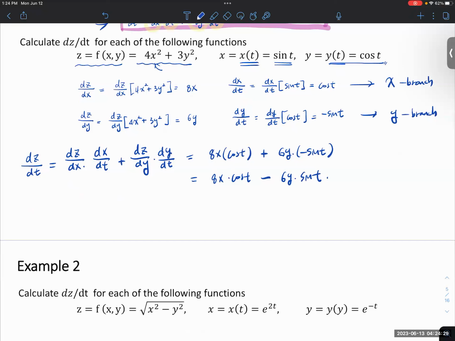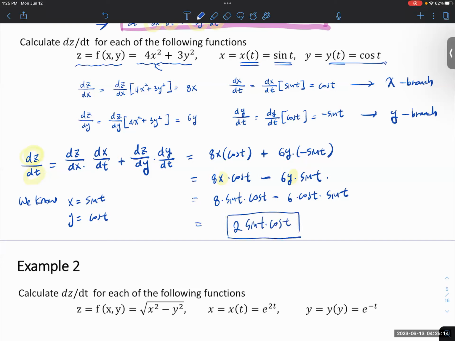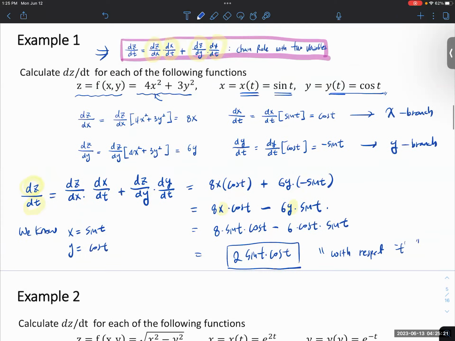And then please make sure of what happened. We know x is sine t, y is cosine t. So you can plug in x and y in terms of the t variable, because we are taking the derivative of the entire z equation with respect to t. So you can plug back in 8 times, x was sine t, so x is sine t times cosine t, minus 6 times y, which is cosine t, times sine t. So they are the same thing. The total answer is 2 sine t cosine t. So now your answer is with respect to the t variable.